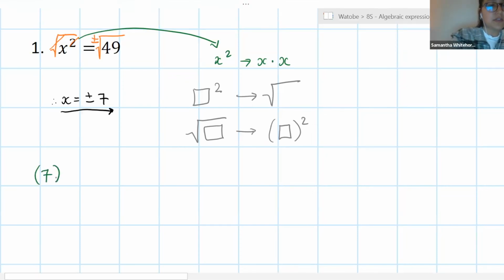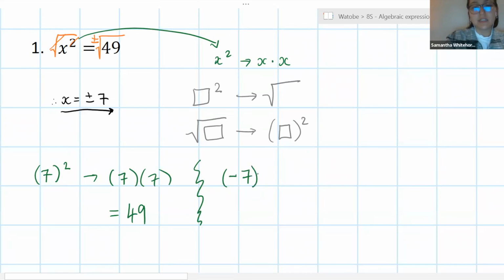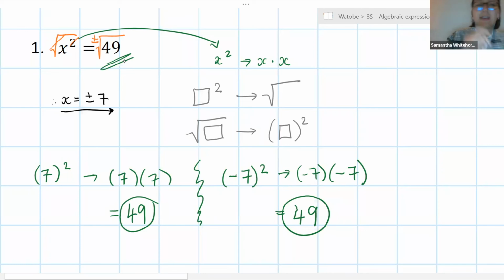If I've got positive 7 squared, I've got 7 times 7. A positive times a positive, so we get positive 49. That's great. However, we can also have negative 7 squared, because when I've got negative 7 multiplied by another negative 7, I know that a negative times a negative gives a positive. So this also gives me 49. Both positive and negative 7 give me 49. So that's something to be mindful of: when you square root something, you can get a positive or a negative value. So 7 is absolutely fine, but it's also really important to remember that it could be negative 7.